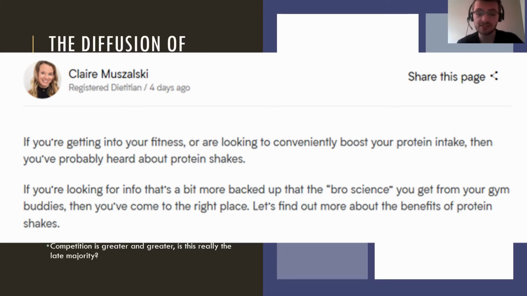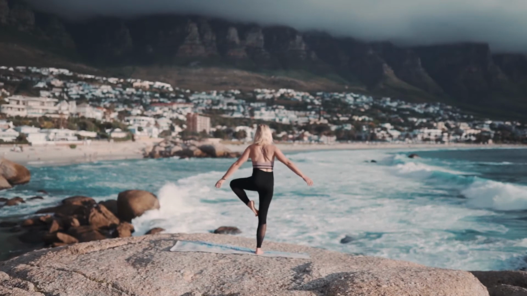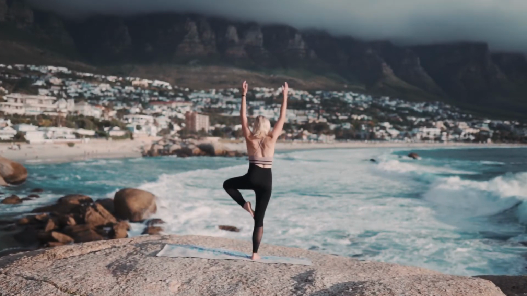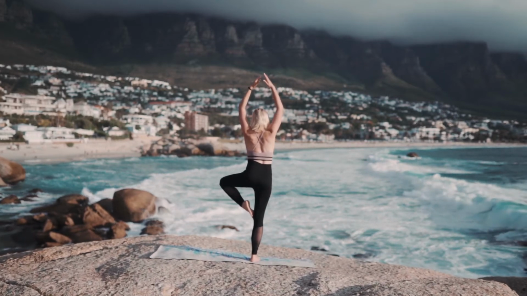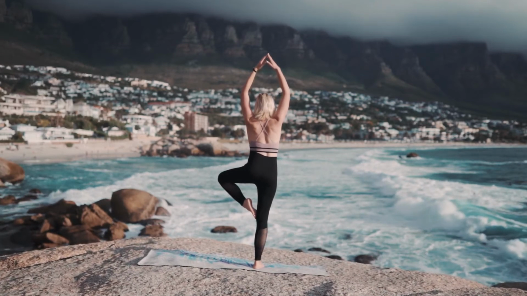Whey products are in an early majority stage, with the key being reassurance and social pressure. Opinion leaders at the gym and amongst friends are crucial. I personally was won over to whey protein by a friend and someone at my local gym, and what I was looking for was the personal testimony and reassurance.